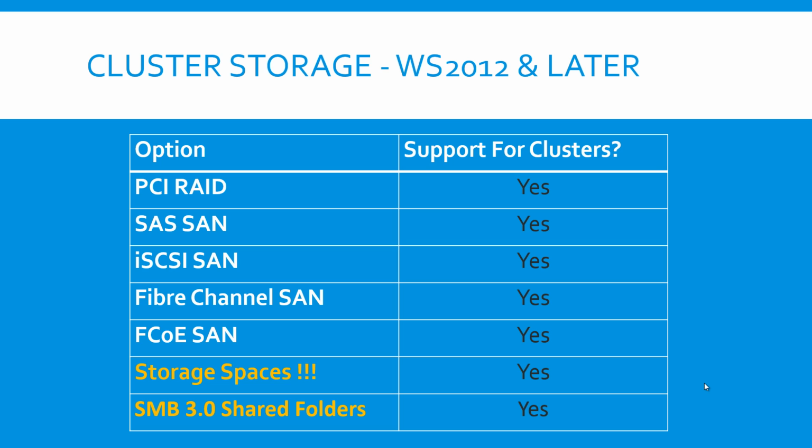So now, what are our storage options for Windows Server 2012 and later? If we're doing clustering, we now have PCI RAID, SAS SAN, iSCSI SAN, Fiber Channel SAN, FCoE SAN as before, but now we can store our virtual machines on clustered storage spaces. That's possible. We can connect multiple Windows servers to a single JBOD tray. The number depends on the manufacturer. And we can also store highly available virtual machines on SMB3 shared folders. So we can store those virtual machines on a share that's on Windows Server 2012 or 2012 R2.